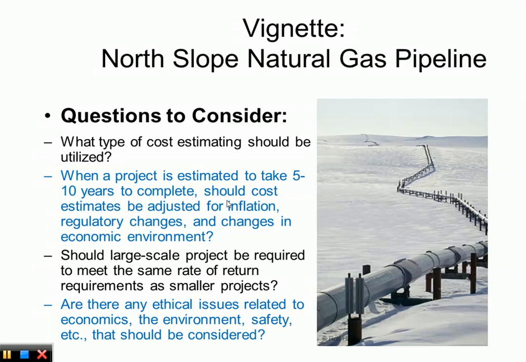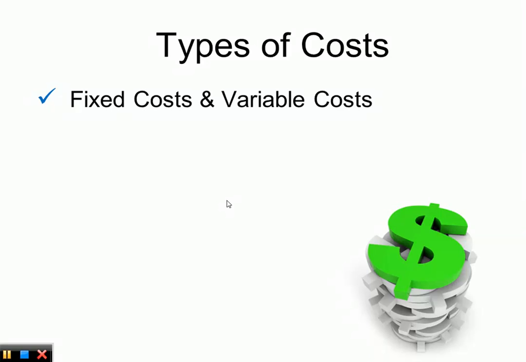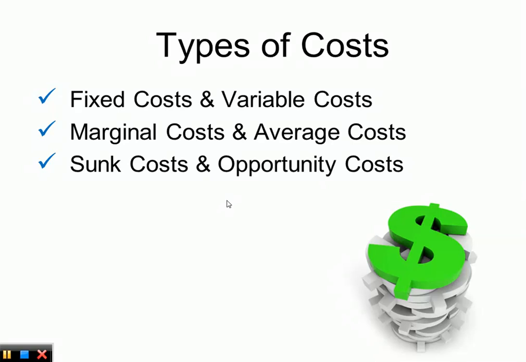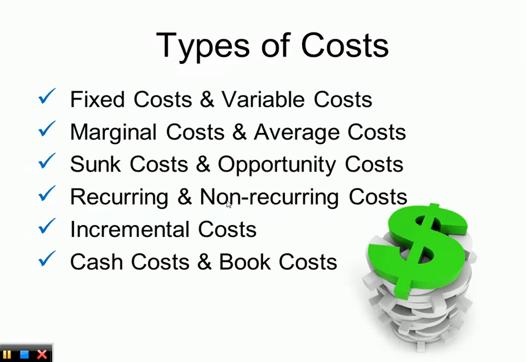The first thing we're going to do is start understanding different cost concepts. Then, in the second part of this lecture, we'll talk about cost estimation. So what are the types of costs? There are many different types of costs. First to come to mind are two types of costs that are related to each other: fixed costs and variable costs. There are also other related types, for example, marginal costs versus average costs. We will talk more about each of these types later in this lecture. Another two related types of costs are sunk costs and opportunity costs, recurring and non-recurring costs, incremental costs, cash costs and book costs, and life cycle costs. These are the important types of costs that we will discuss in this lecture.